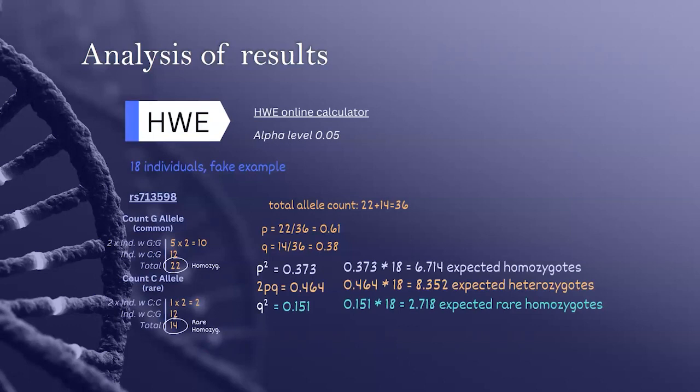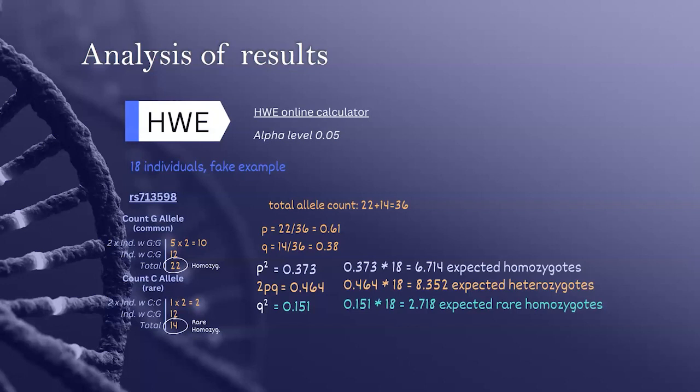So this is a quick example I made. It's fake, of 18 individuals being genotyped for RS713-598. You can see that we are going to count the presence of each allele by multiplying homozygotes by 2 and counting heterozygotes as 1. Then we total the 2 allele counts, and calculate the percentage of that total for each allele, which then become the P and the Q. We calculate the P squared, 2PQ, and Q squared, and then we multiply those fractions by the total number of individuals to get our expected counts of each group.